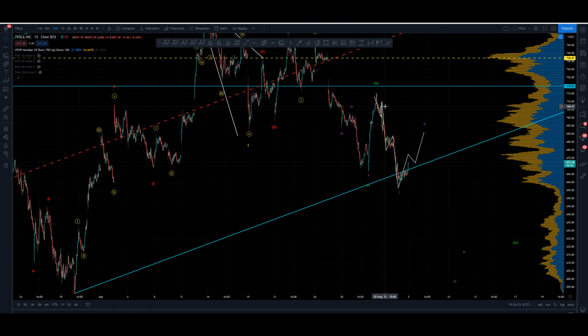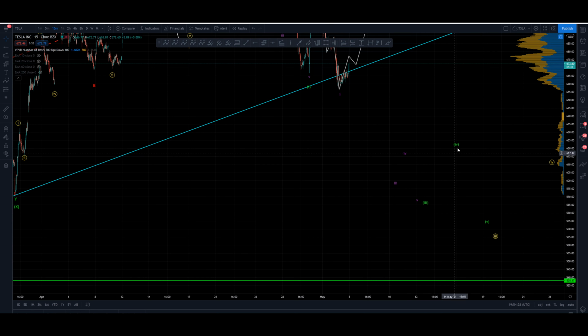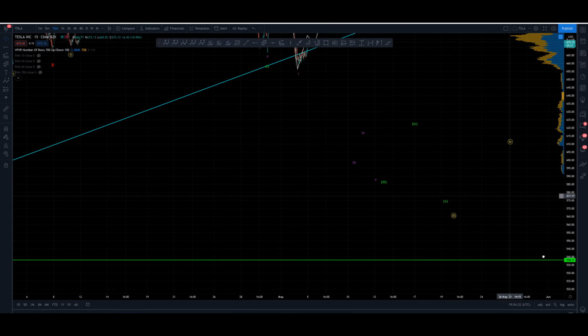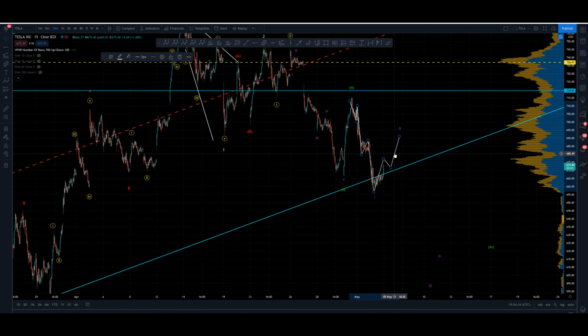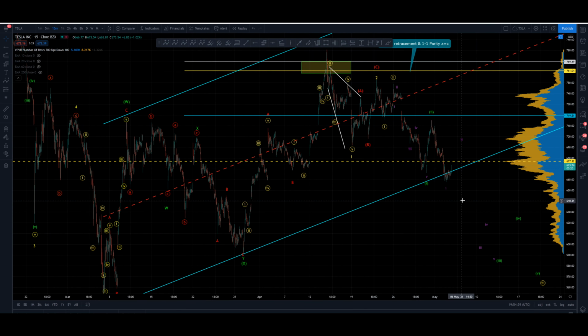And then this was 1, 2 micro, 1, 2 sub minuet, then into 3, 4 minuet, 5, 3 minute, so on and so forth, all the way down to the minor 3. So we could just be building a giant extension as we continue to head lower.